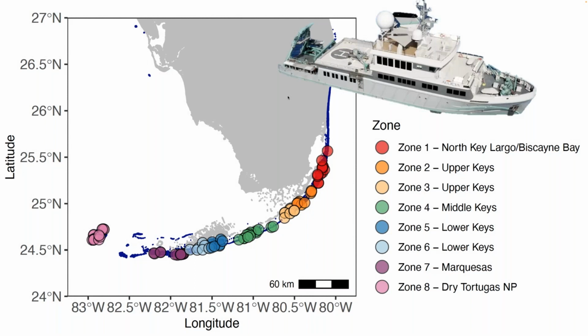weeks, we visited 85 reef sites throughout the Florida Reef Tract, which you're seeing here are divided into the different 8 zones. These are historically placed zones, which also relate to some of the habitat and environmental characteristics. So we went from Zone 1, North Key Largo, Biscayne Bay, throughout the upper, middle, lower keys to the Marquesas, and then even these remote Dry Tortugas National Park reefs. So this cruise was done in June of 2019.